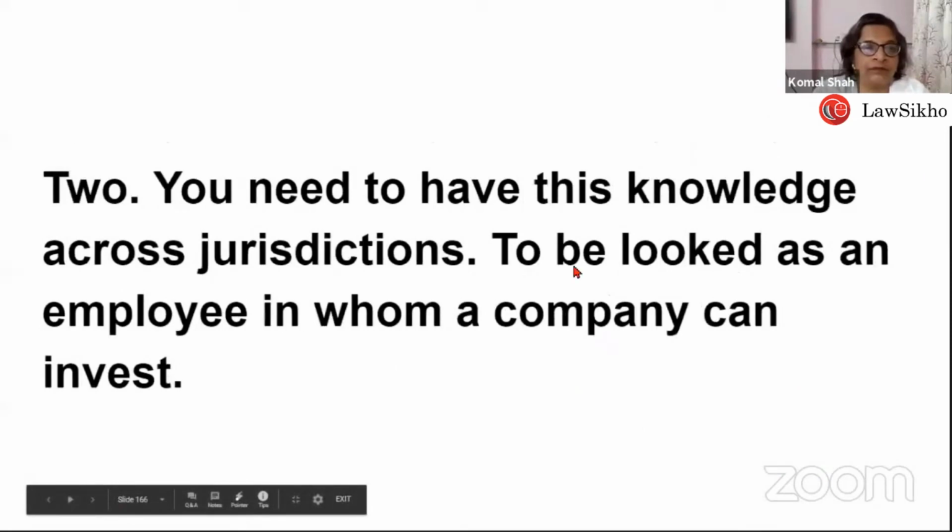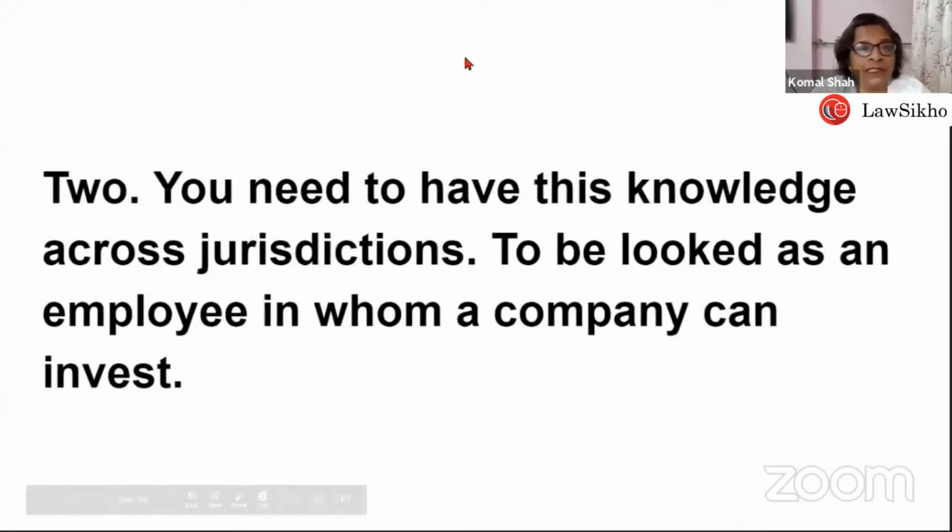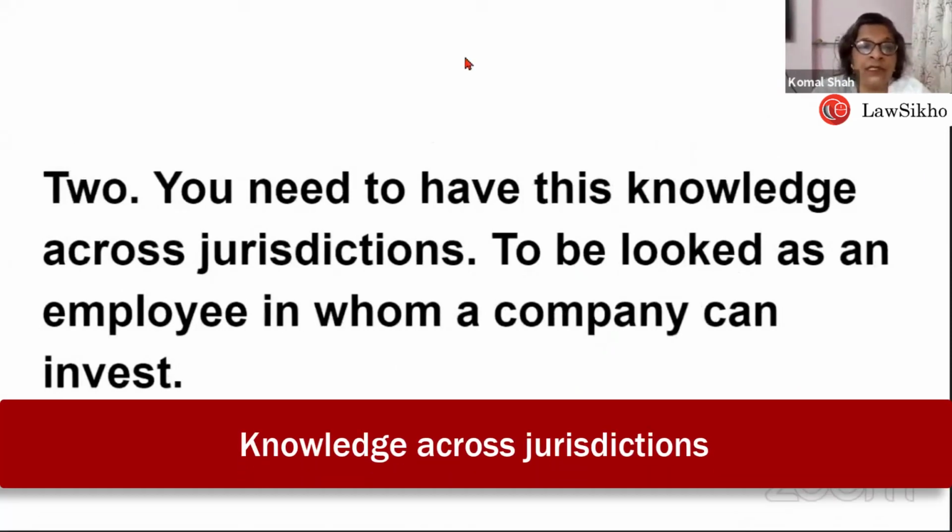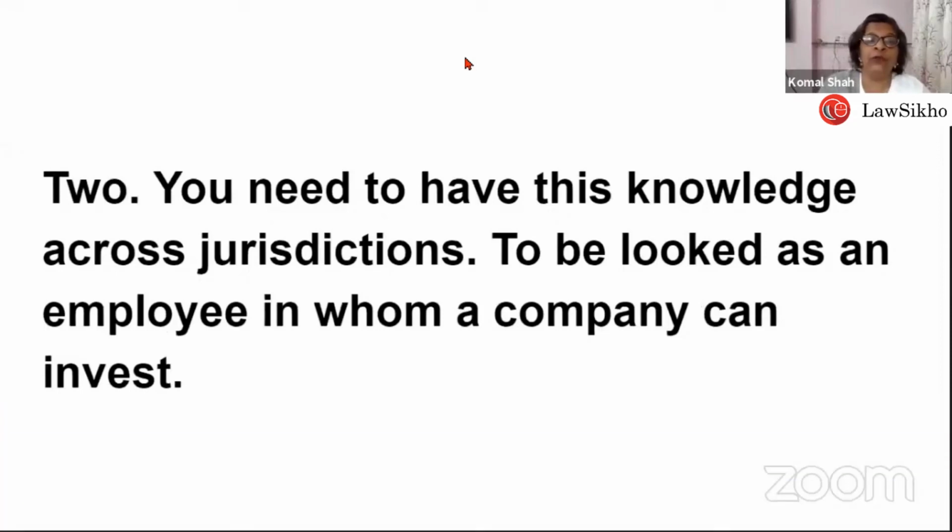Let's move to the next. You need to know this across jurisdictions, and to be looked at as an employee in whom the company can invest. So I shared my experience like this, that I had an interview with an MNC, and after some ice breaking and everything, the guy, he was a GC and he was Chinese, asked me this question: how do preference shares work in India and how are they redeemed?